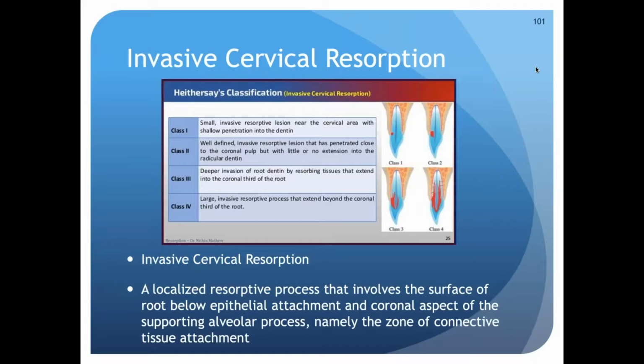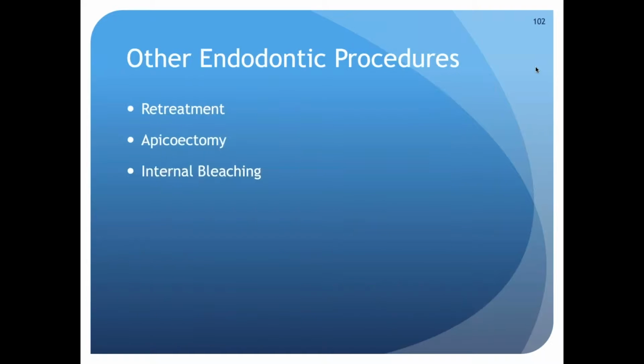So oftentimes these aren't caught until too late. You'll find them incidentally. I don't have a picture of a radiograph on here, but often incidentally you'll see these. So there's some thought that ortho may cause this or some other kind of trauma. They're not exactly sure what's causing it, but this is another type of resorption to be aware of. So let's just briefly talk about some other endodontic procedures like retreatment, apicoectomies, and internal bleaching.